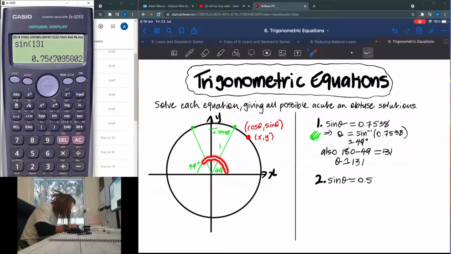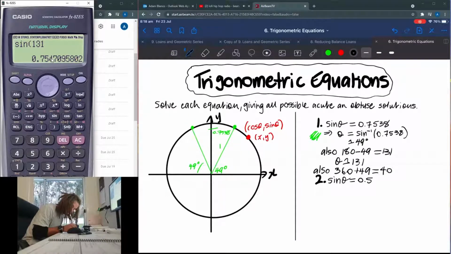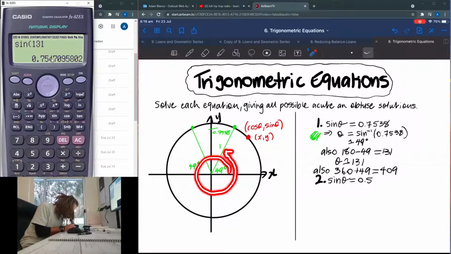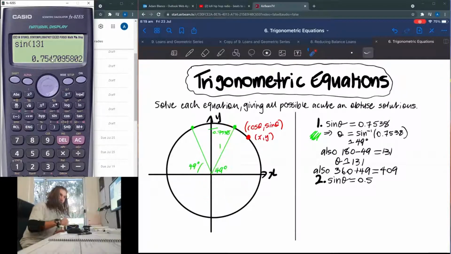So in other words, here's 360 degrees. If I then went again 49 degrees, so also 360 plus 49 degrees, what's that? That's 409. That should also be a solution. So I'm coming around to here. I'm ending up at the exact same point. I've just gone stupidly around the circle to do it. So if I go sine 409, I've also got 0.75. This stuff is so cool.